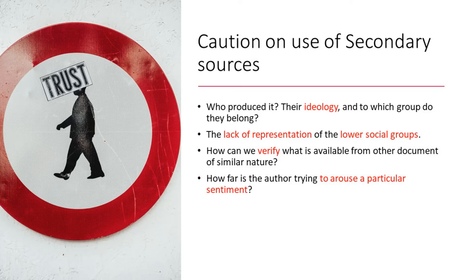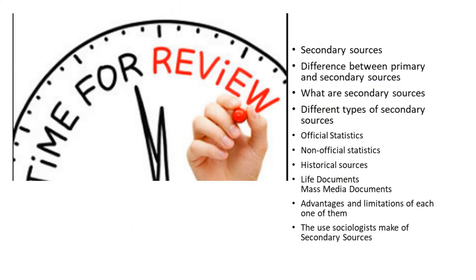So all these make it quite difficult, or sometimes make the sociologist rather cautious of how he is going to use secondary sources. You should be aware of how secondary sources are useful and how the sociologist should be careful while using secondary sources, especially when you get questions of 15 marks where you're asked to assess the use of such materials. We have now reached the end of this lesson on secondary sources.